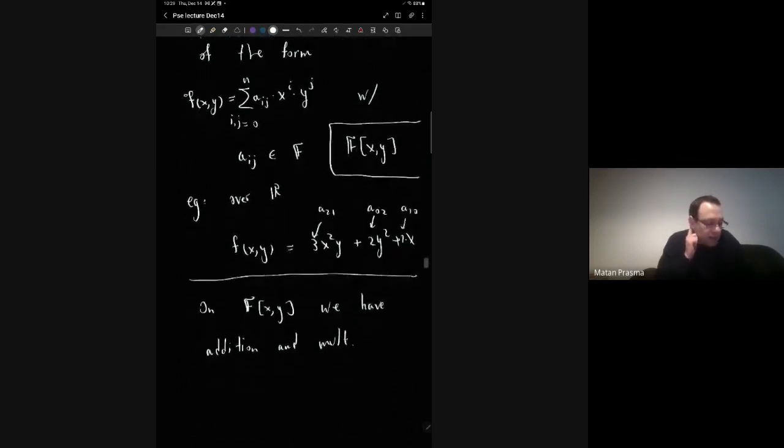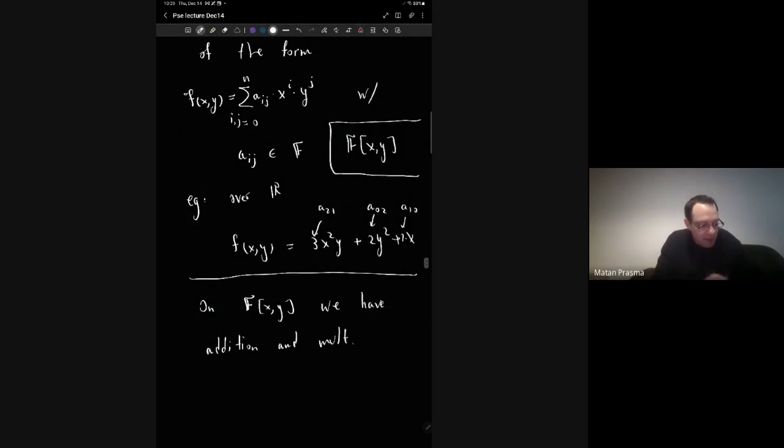As usual, right? Let's say I had here another polynomial, g(x, y), which is maybe of the form y squared plus 5x. Then the way I add them is just like you would imagine.